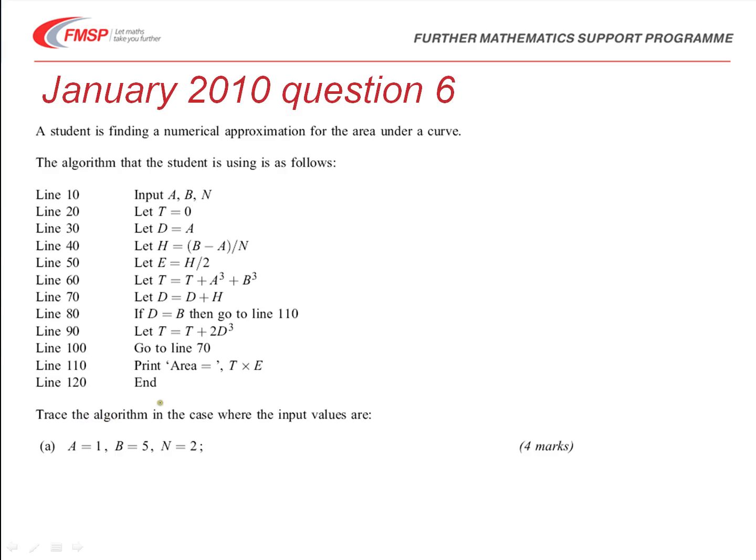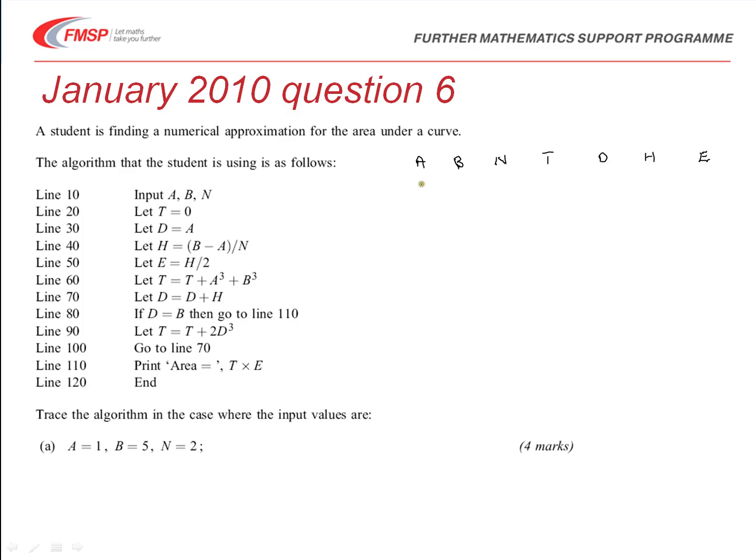We're asked to trace the algorithm, which means we need to show clearly the values that are being calculated line by line as we work through the algorithm. So it's a good idea to start with the input values A, B and N, and then you can see in line 20 we put in a value for T. In line 30 we've got a value for D, line 40's got a value for H, and line 50's got a value for E.